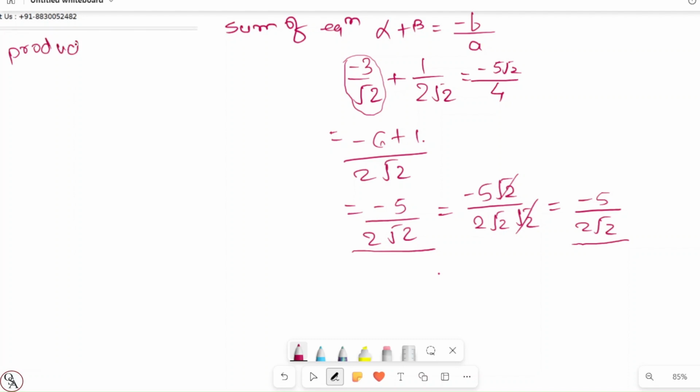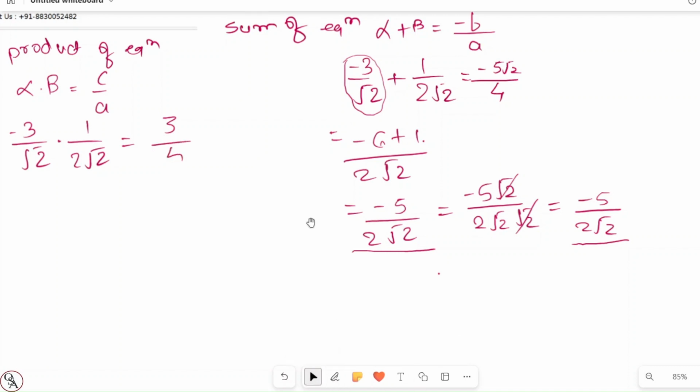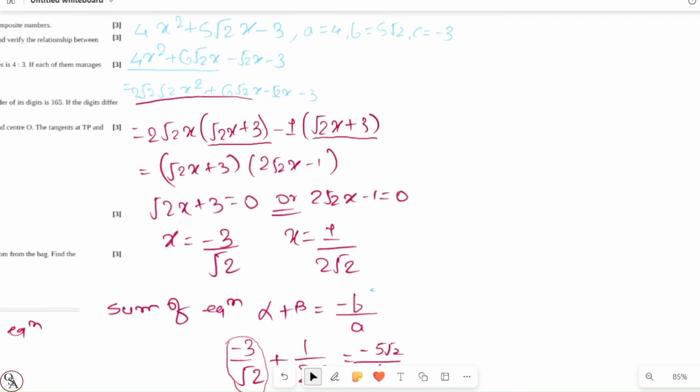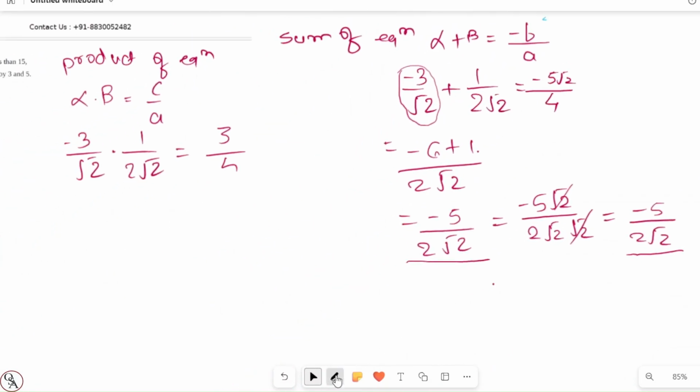So the product of the zeros, it means alpha into beta is equal to c by a. So my alpha is minus 3 upon root 2 into 1 upon 2 root 2, which is equal to my value of c upon a, which is 3 upon 4. I think it's a minus 3, if I'm not wrong. We will check once. Yes, it's a minus 3.